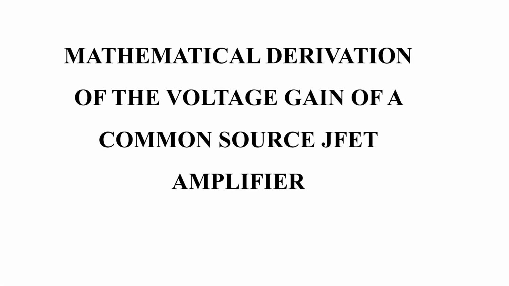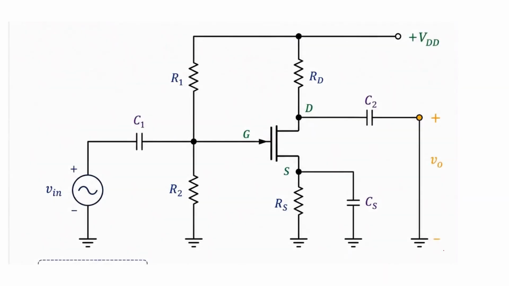So today we'll be talking about the mathematical derivation of the voltage gain of a common source JFET amplifier. This is just a basic electrical circuit. Now, this is a common source amplifier.